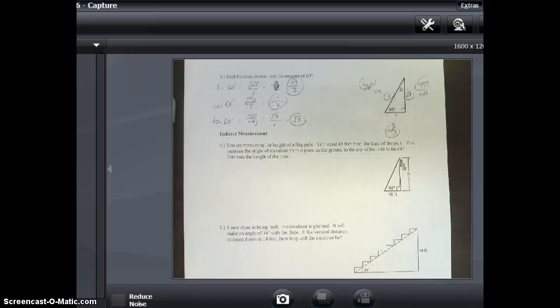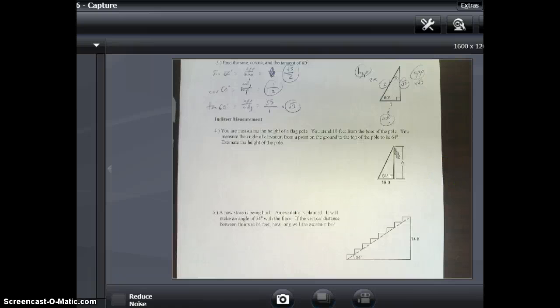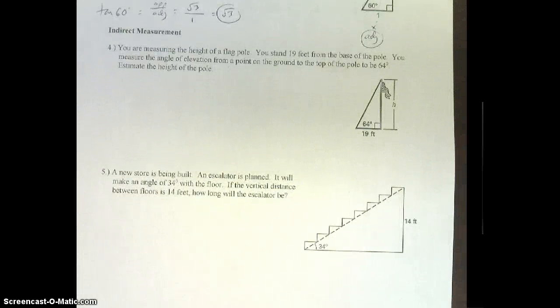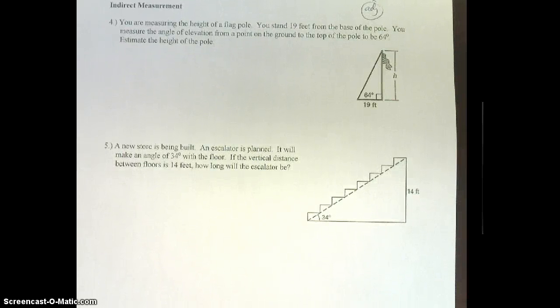So we are going to finish up the notes on the back side today and take a look at 2 word problems that can apply the trigonometric ratios. Okay? So first things first.